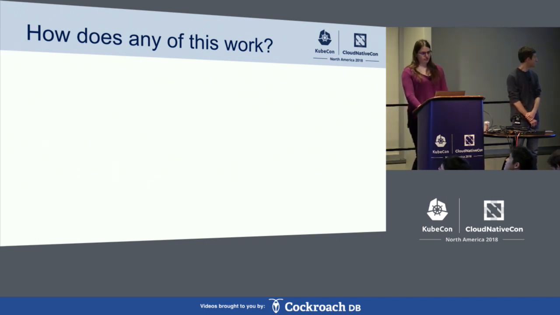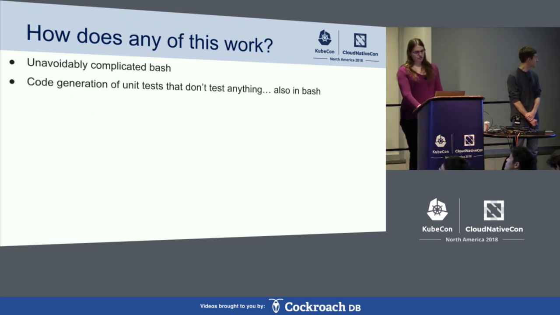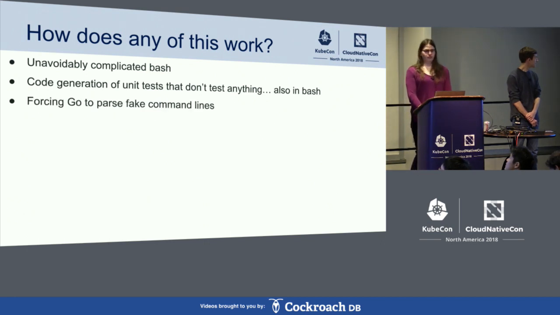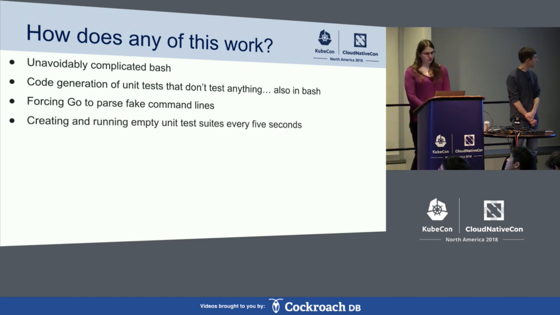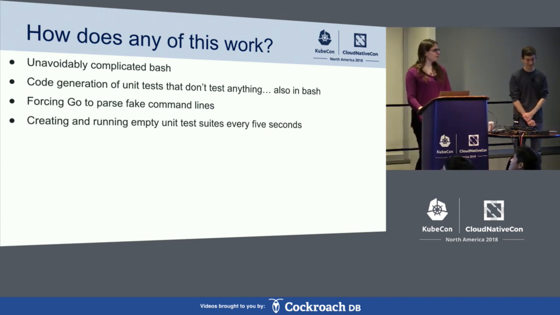So to summarize, this works via unavoidably complicated bash, code generation of unit tests that don't test anything, also in bash, forcing Go to pass fake command lines in order to convince it we did something, and then creating and running an empty unit test suite every 5 seconds. It's all fine, it all works. Everything here is totally reasonable.